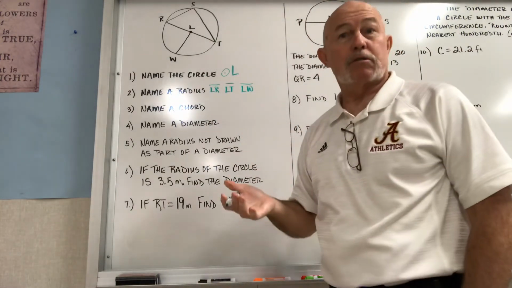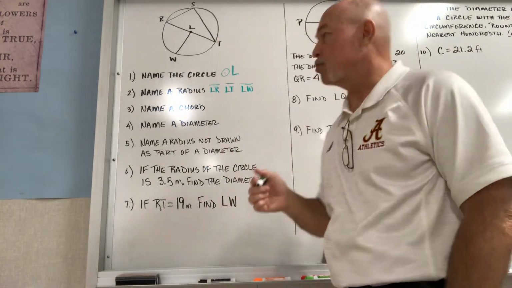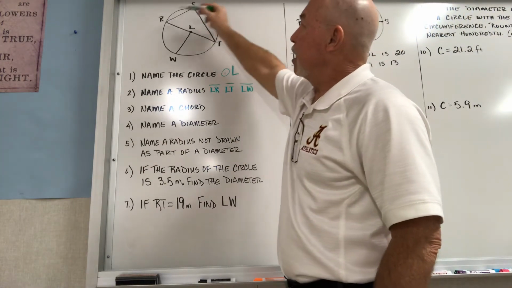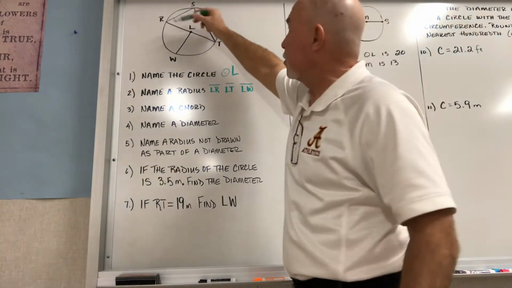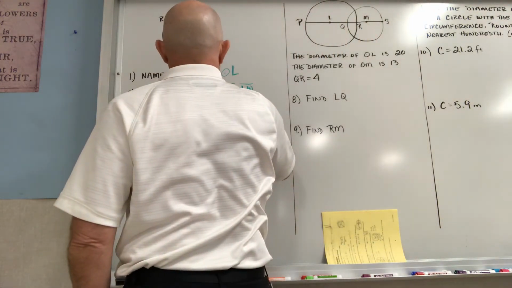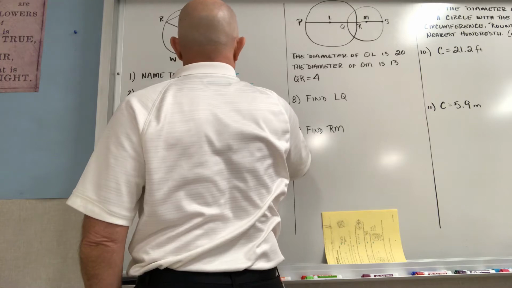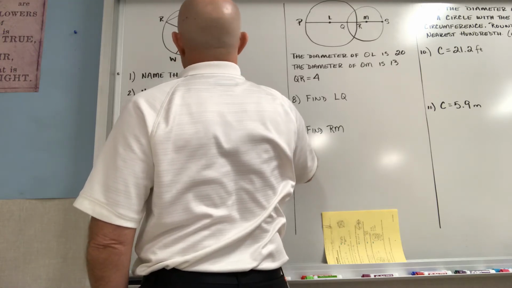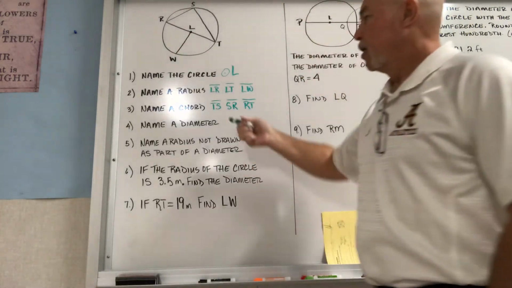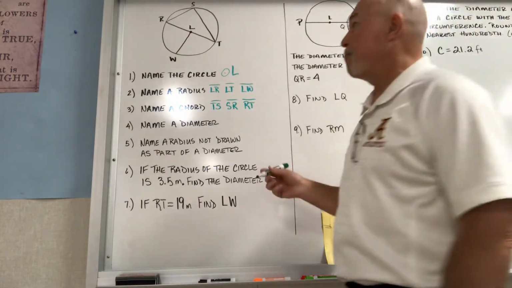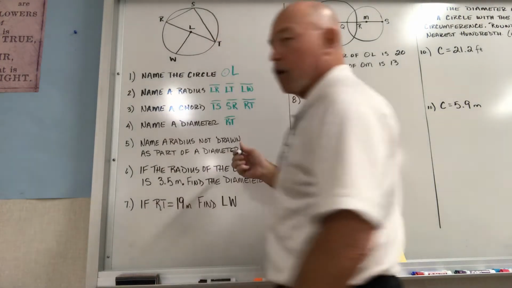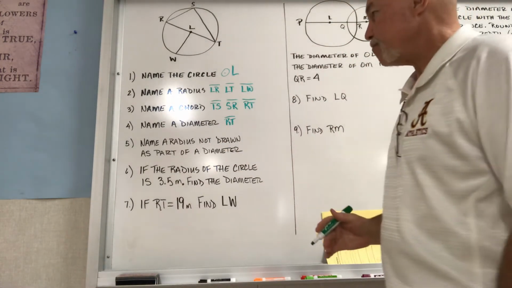Each of those are circles, or radii in the circle, excuse me. Okay, a chord. You've got ST, SR, or don't forget the diameter, RT. Which leads us to the next one. Name a diameter. RT or TR. Same thing.